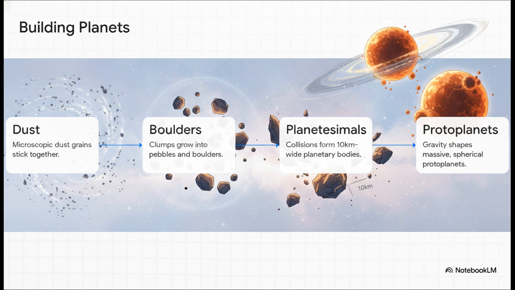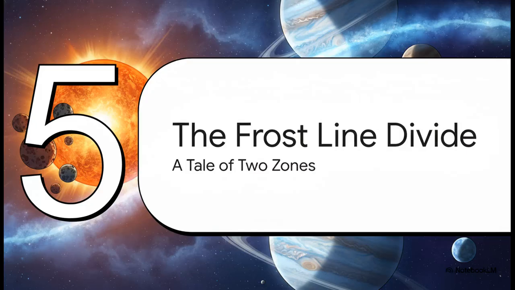From there, it is just a relentless demolition derby. Planetesimals crash into one another, they merge, they melt, and eventually they form massive, spherical protoplanets. You are literally watching worlds being built from scratch right out of dead stellar dust. Now let's explore Chapter 5, the Frostline Divide.